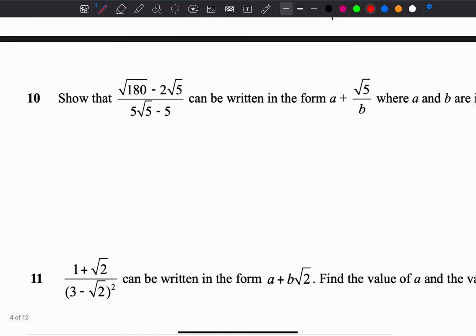Question number 10. Now, root 180. That should be simplified. Remember, root 180.